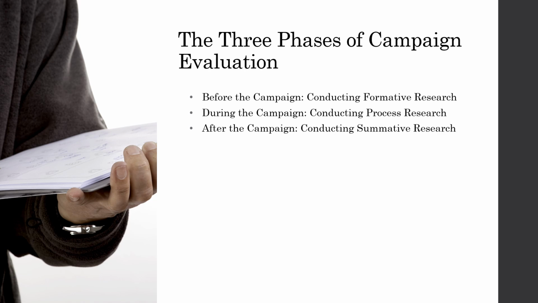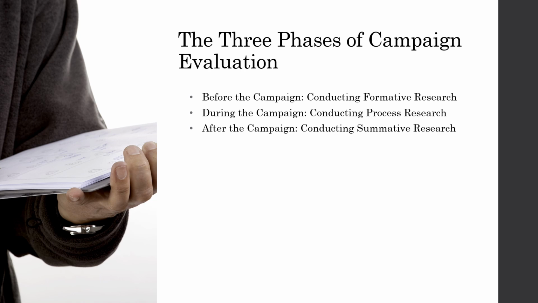Next, let's look at what we'll do during the campaign, which is to conduct process research. The second phase of evaluation research is conducted while your campaign is being implemented. Process research refers to the assessment of ongoing campaign activities. Part of process evaluation includes keeping a record of campaign activities, including the number of people reached through various communication channels, target audience interaction with the product, and initial indicators of change in attitudes or behaviors.